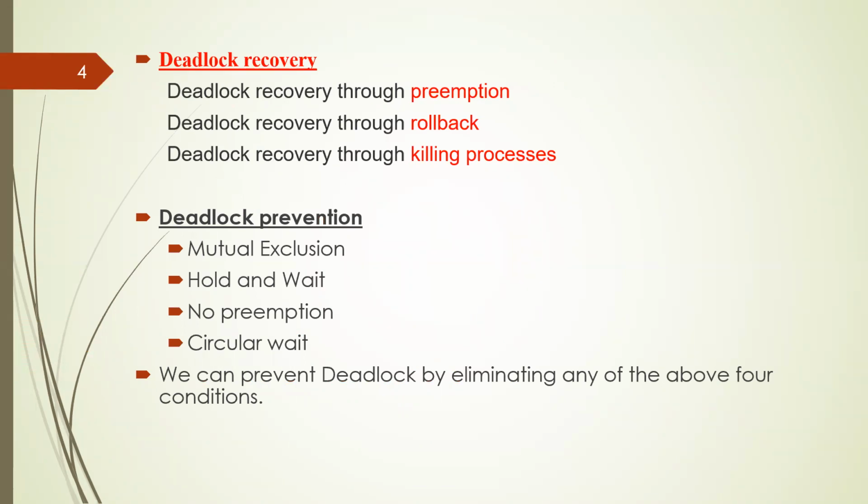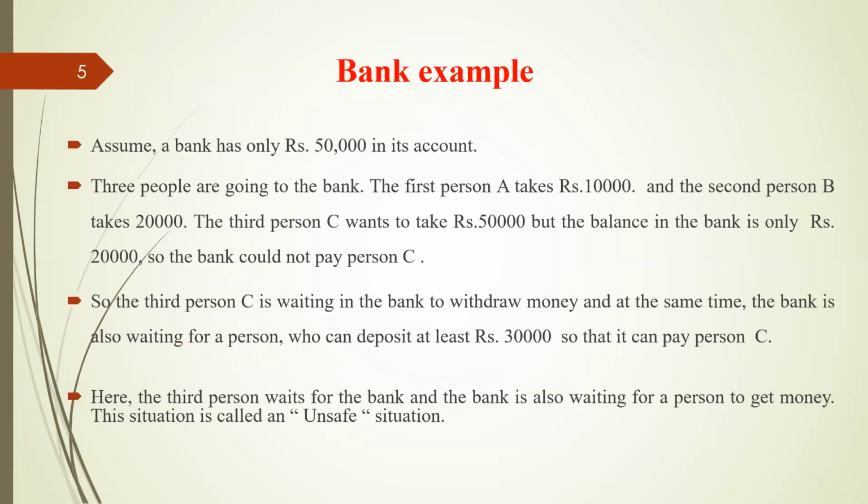And for deadlock prevention, any one of these four conditions: mutual exclusion, hold and wait, no preemption, circular wait. By eliminating any one of the above four conditions, we can prevent the deadlock. Let us see the bank example.